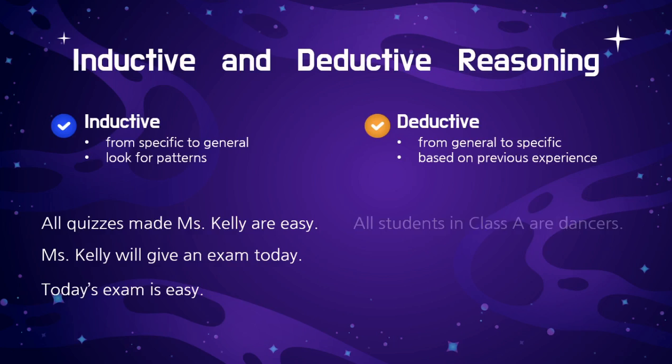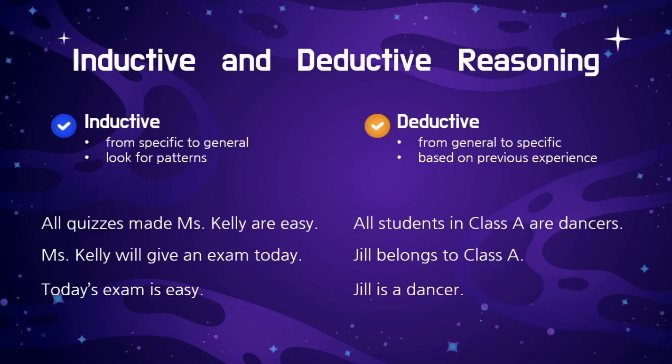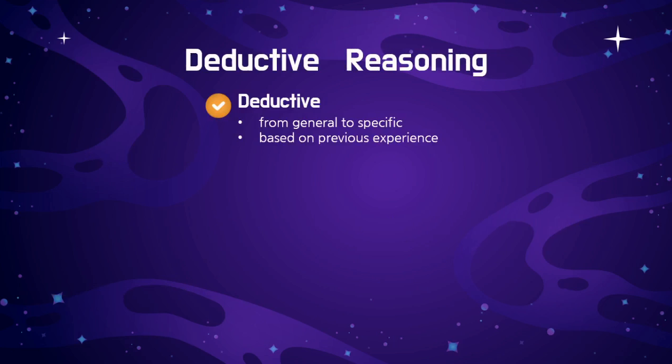Pag deductive naman, ganito. All students in class A are dancers. So, this is a general observation na lahat daw ng students dun sa class A, lahat sila dancers. So, paano pag sinabing Jill belongs to class A? Then, we could say that Jill is also a dancer kasi Jill belongs to class A. Diba? Yun naman ang deductive. From a general fact, yan, we could derive, or we could get a conclusion. Yan. So, focus muna tayo sa deductive reasoning.